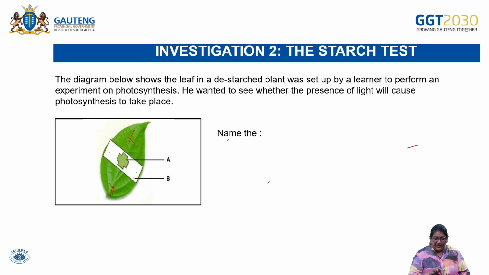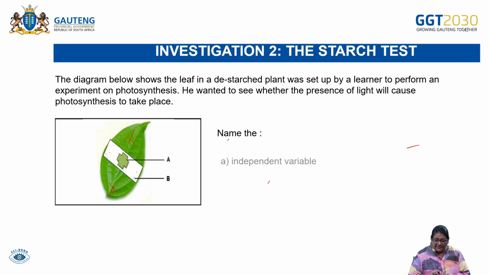He took a piece of foil and put it over the leaf. He cut the foil in the middle, making a cross. Only those parts were exposed to light, that was green. So initially the green parts are exposed to light, and the white parts, which represent the foil, are covering the leaf, preventing light from entering.